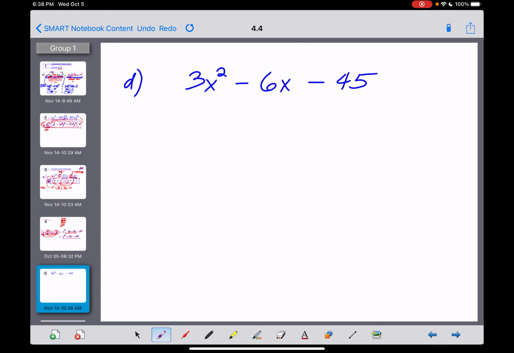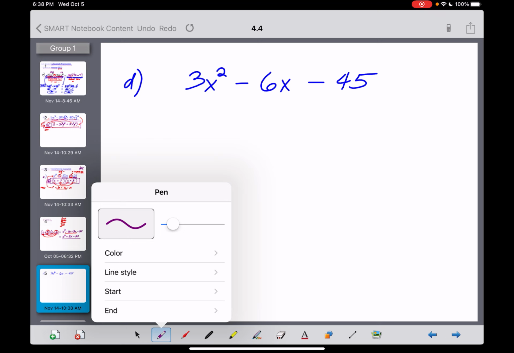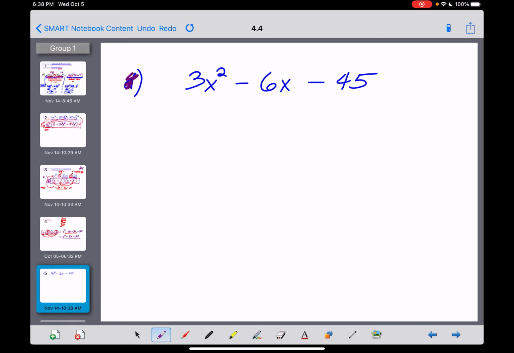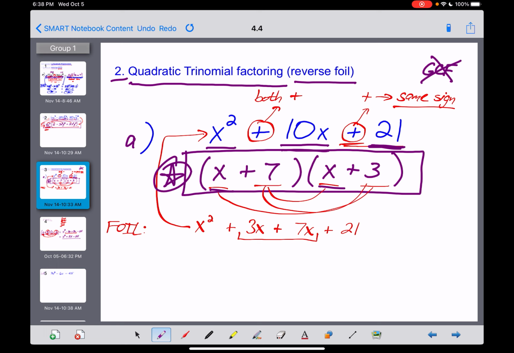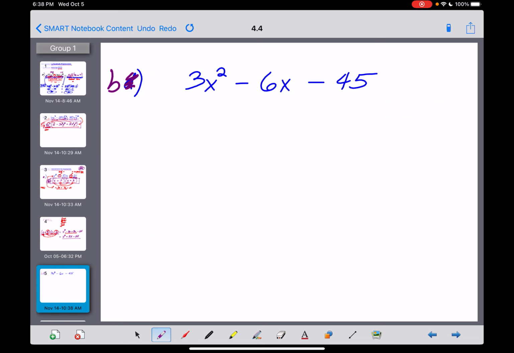All right, so let's take a look at a second example now. And again, instead of a D, that should have really been example B. Sorry about that. Here we go. 3x squared minus 6x minus 45. Now, the first thing I said we should look at on the last problem was a greatest common factor. Now, there wasn't one there, but it's still a good idea. So let's look for a GCF here.